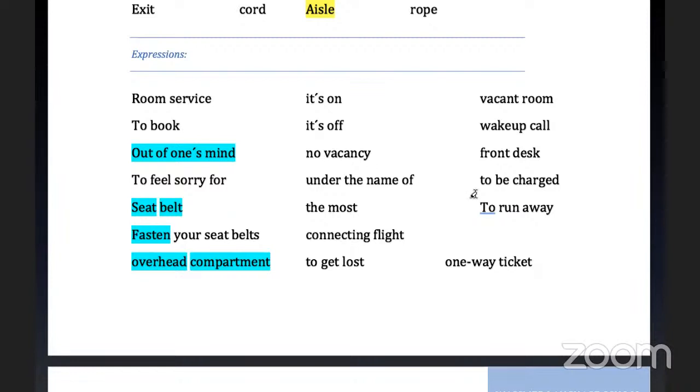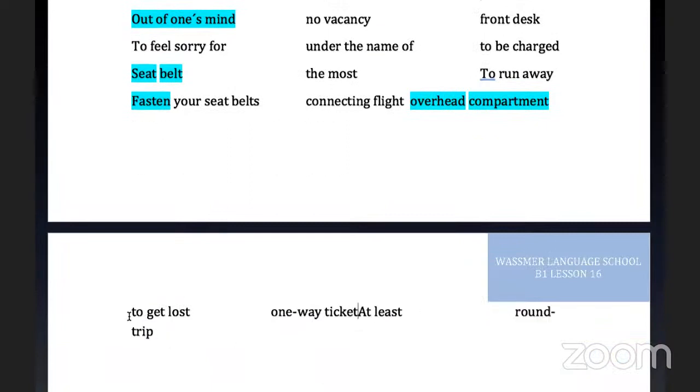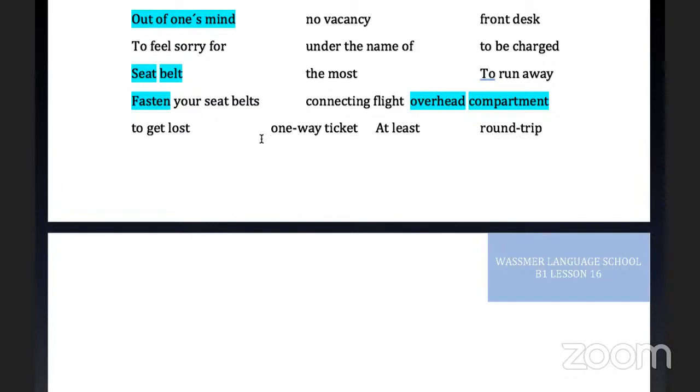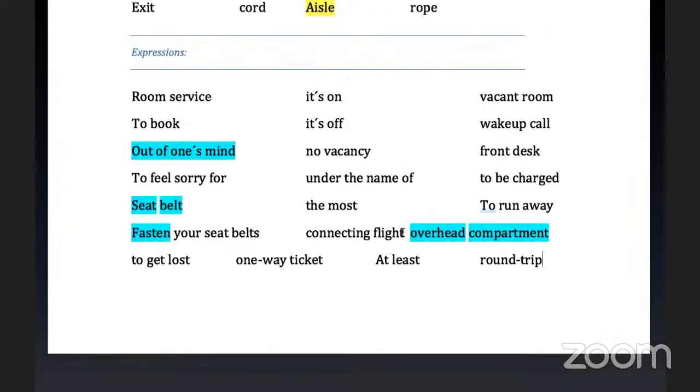Any other question? Vacant room, wake up call, front desk, to be charged. What is wake up call, sir? Wake up call. Cuando estamos en un hotel y queremos que nos despierte el recepcionista en la mañana para poder agarrar, digamos, el avión. Podemos decir, yo necesito a wake up call at 4 a.m. Imaginando que no tengo yo un celular o una alarma, entonces yo pido al recepcionista wake up call para que me levante. Wake up call. Okay.